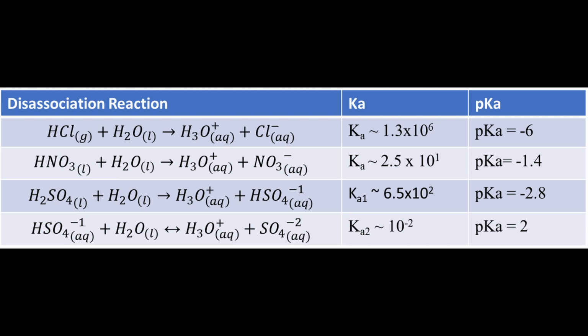Hydrochloric acid has a Ka of 1.3 times 10 to the sixth or pKa of -6. Nitric acid has a Ka of 2.5 times 10 to the first or pKa of -1.4. Sulfuric acid has a two-stage dissociation with different Ka values for each hydrogen atom. For its first dissociation, sulfuric acid has a Ka of 6.5 times 10 to the 2 or a pKa of -2.8. For its second dissociation, sulfuric acid has a Ka of 10 to the -2 or a pKa of just 2.